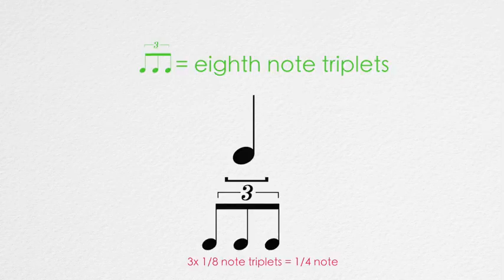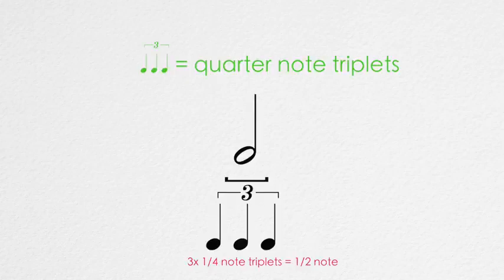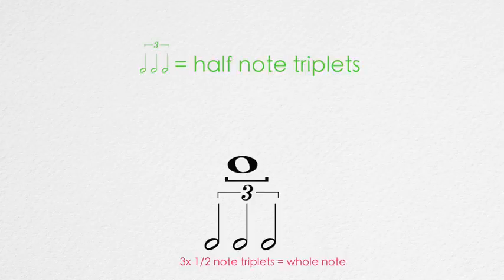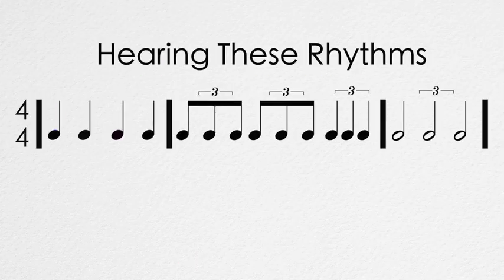Now we don't need to break down our groupings into even subdivisions, we can also use odd numbers. We can break down our quarter note into 3 notes called 1/8 note triplets. We can break down our half notes into 3s as well, called quarter note triplets. And a whole note would be broken down into half note triplets. We can also use 5-note subdivisions, 6-note subdivisions, and so on, but they're less common.